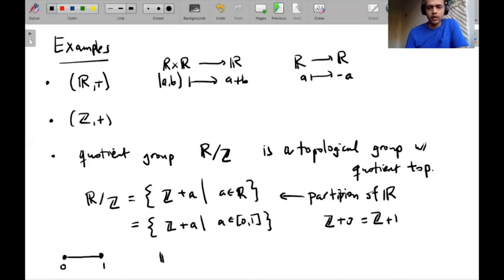So, we haven't proved it, but this is basically saying this partition is the same as the one that we were looking at on the interval 0, 1 before. So we expect this topological group to be the circle. Okay. Let me give you a couple more examples and then we'll stop.